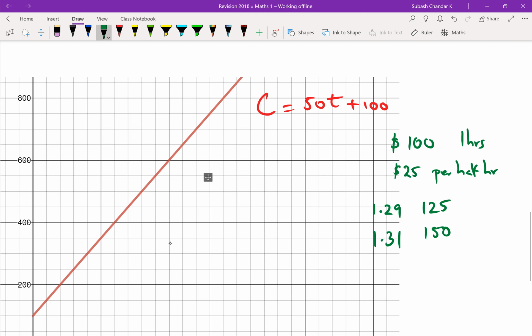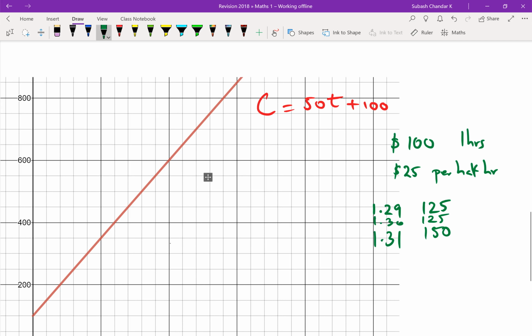So I asked him this question. What happens at an hour and 30? What do you think he's going to charge me at an hour and 30? Is it going to be 125 or 150? Well, what would you be happy with if he worked for an hour and 30 minutes? Would you be happy paying 150 or 125? Probably 125, and that's what we came to the conclusion.